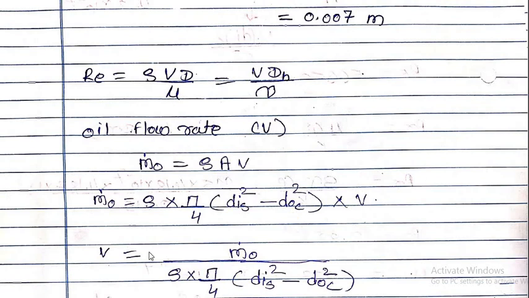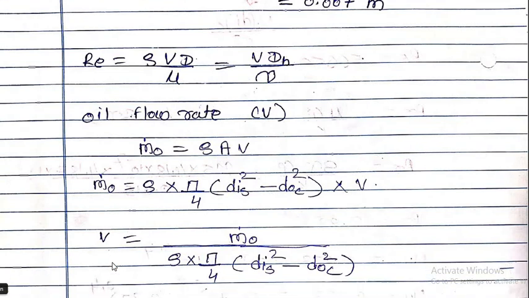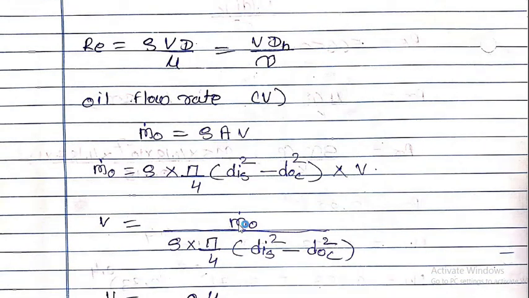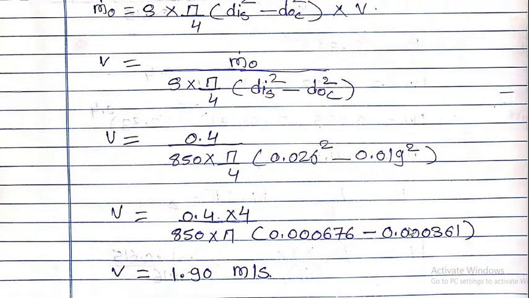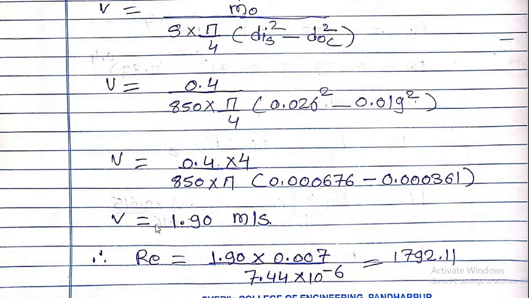So from this equation we can easily find out the velocity for the oil. Velocity is equal to mass flow rate of oil divided by density of oil multiplied by pi by 4 into bracket inside diameter of a steel tube squared minus outside diameter of a copper tube squared. So we'll get the velocity of oil is equal to 0.4 divided by 850 into pi by 4 into bracket 0.026 squared minus 0.019 squared. Okay, so velocity V is equal to 1.90 meter per second.